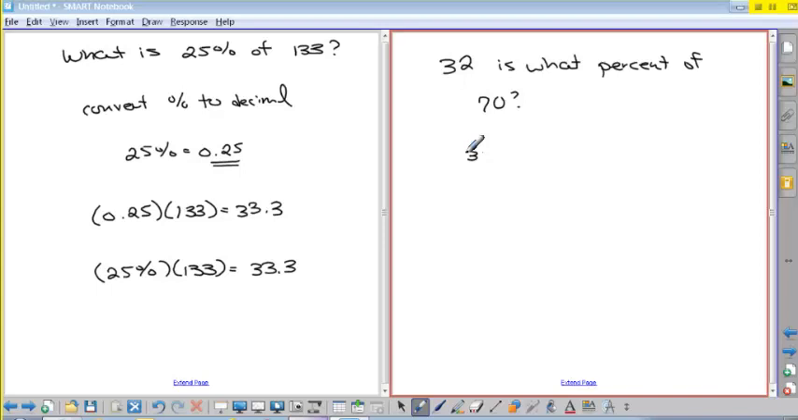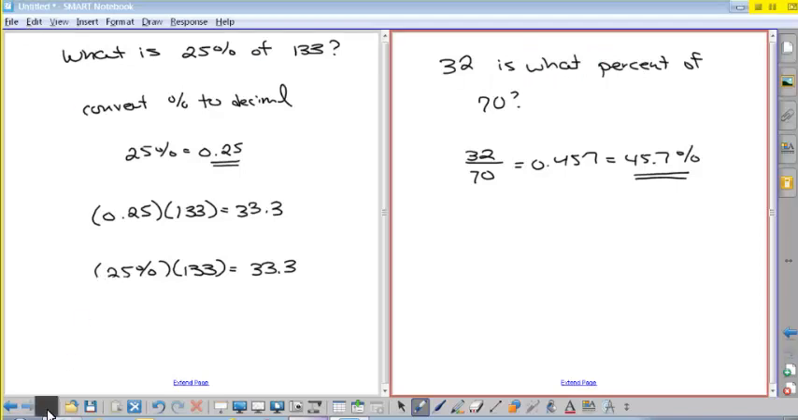So what we do is we take our fraction, where the thing we're taking the percent of is always the denominator. So you take 32 divided by 70, you get the decimal equivalent of that fraction. And then you convert it to percent by multiplying by 100 and putting the percent sign, or moving the decimal point 2 places. Okay, so that's 32 is what percent of 70.